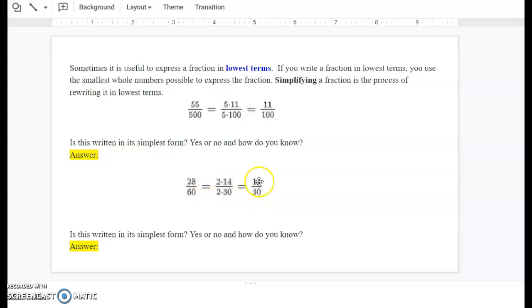So is 14 over 30 written in simplest form? In other words, is there another number that we could divide 14 and 30 by to get an even smaller fraction that would be equivalent? Is there another factor that these two have in common? So is this written in its simplest form? Yes or no, and how do you know?